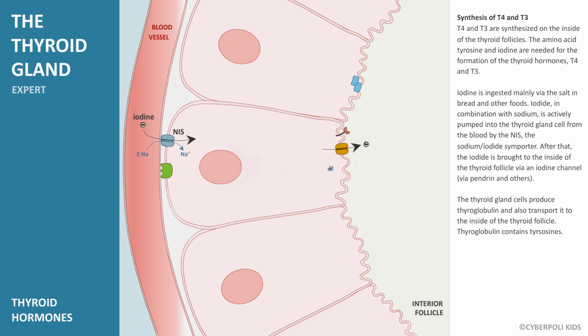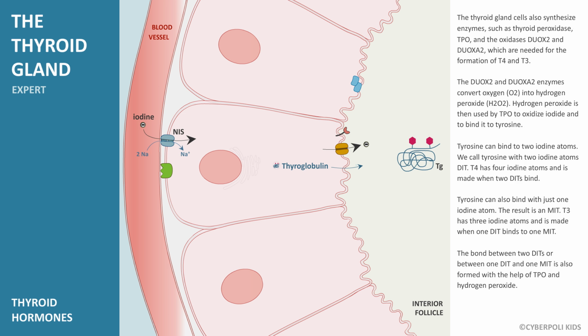The thyroid gland cells produce thyroglobulin and also transport it to the inside of the thyroid follicle. Thyroglobulin contains tyrosines. The thyroid gland cells also synthesize enzymes, such as thyroid peroxidase, TPO, and the oxidases DuoX2 and DuoXA2, which are needed for the formation of T4 and T3.